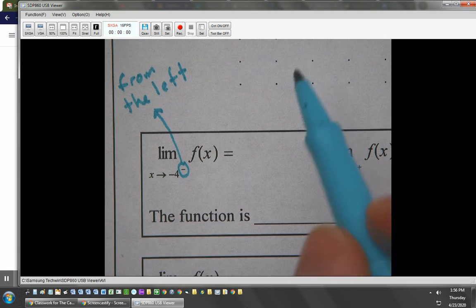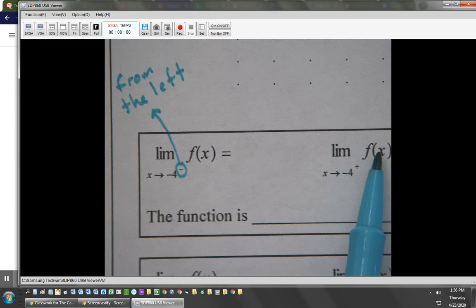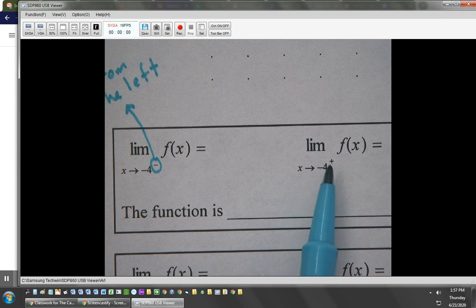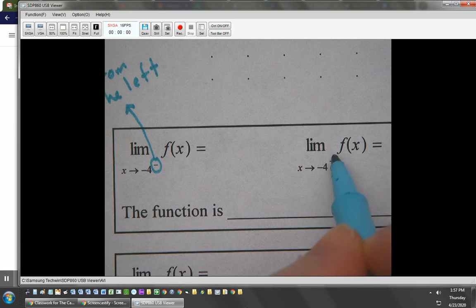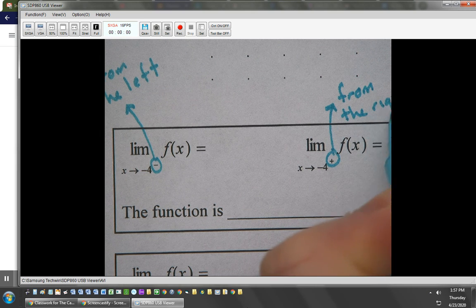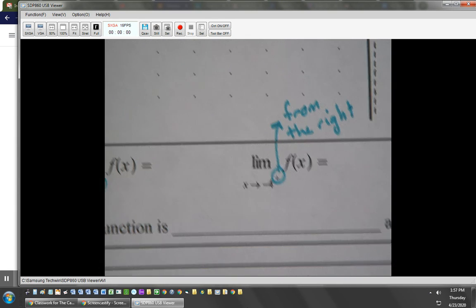And then if I look at this one, it says, what's the limit? What's happening to my function? This is how this is read: what's happening to my function as x approaches -4? This little plus means from the positive side, or from the right. From the right side.